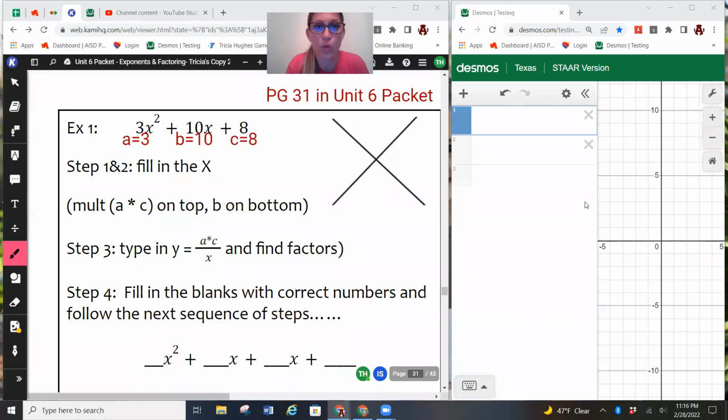All right, guys, welcome to factoring when A is not 1. We are on page 31 of your packet. Please get there, press pause, and get there.